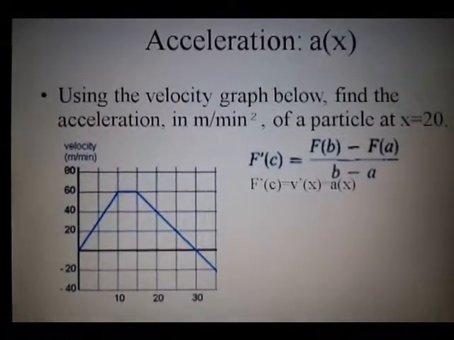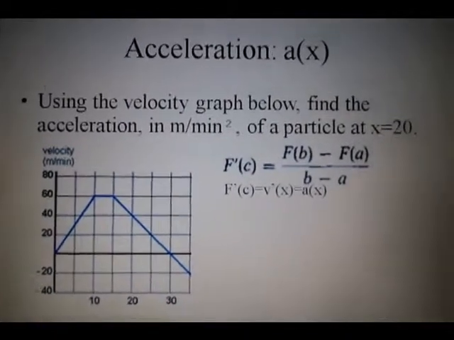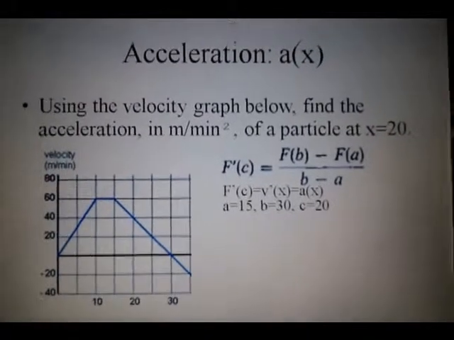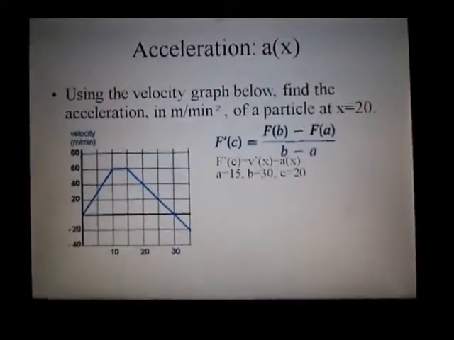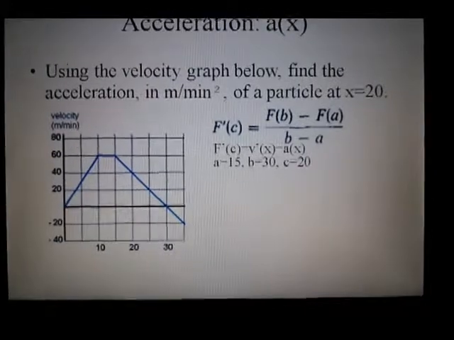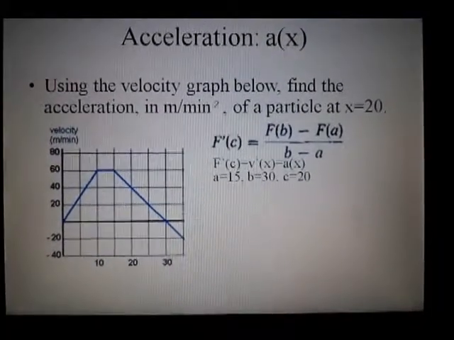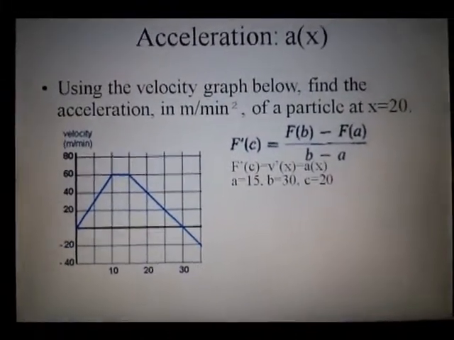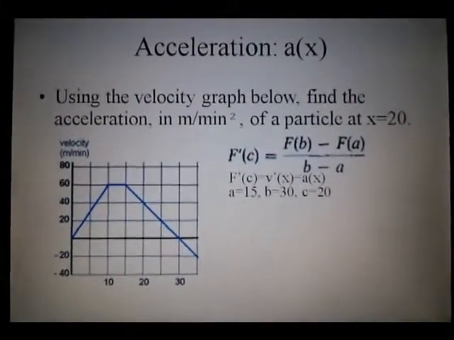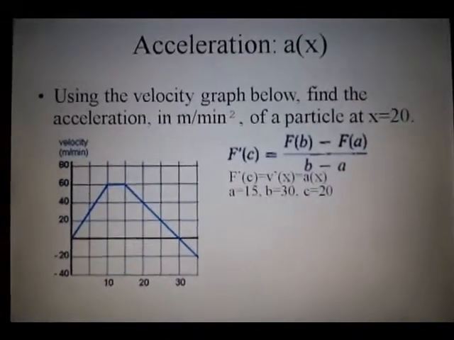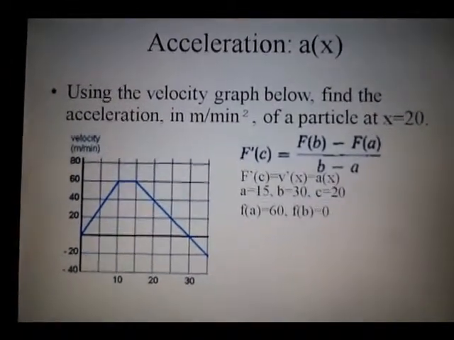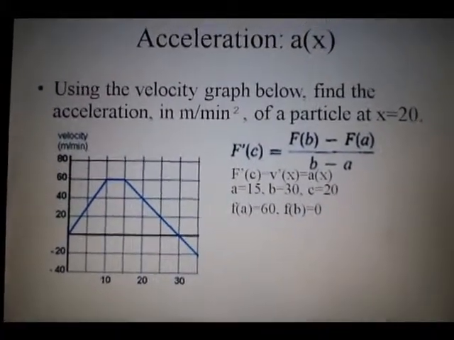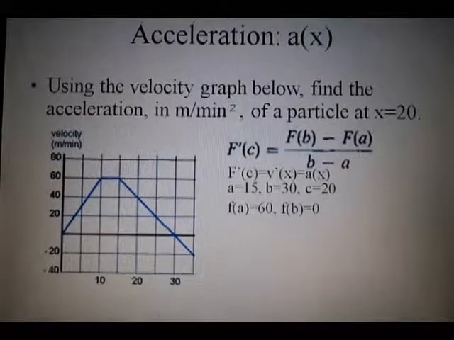So to solve this problem, you need to find every piece of the equation so that you can substitute. But you need to make sure that your c falls in between the a and the b. In this case, you can use a equals 15, b equals 30, and c, of course, has to be 20. And your f of a, or f of 15, equals 60, and your f of 30 equals 0.